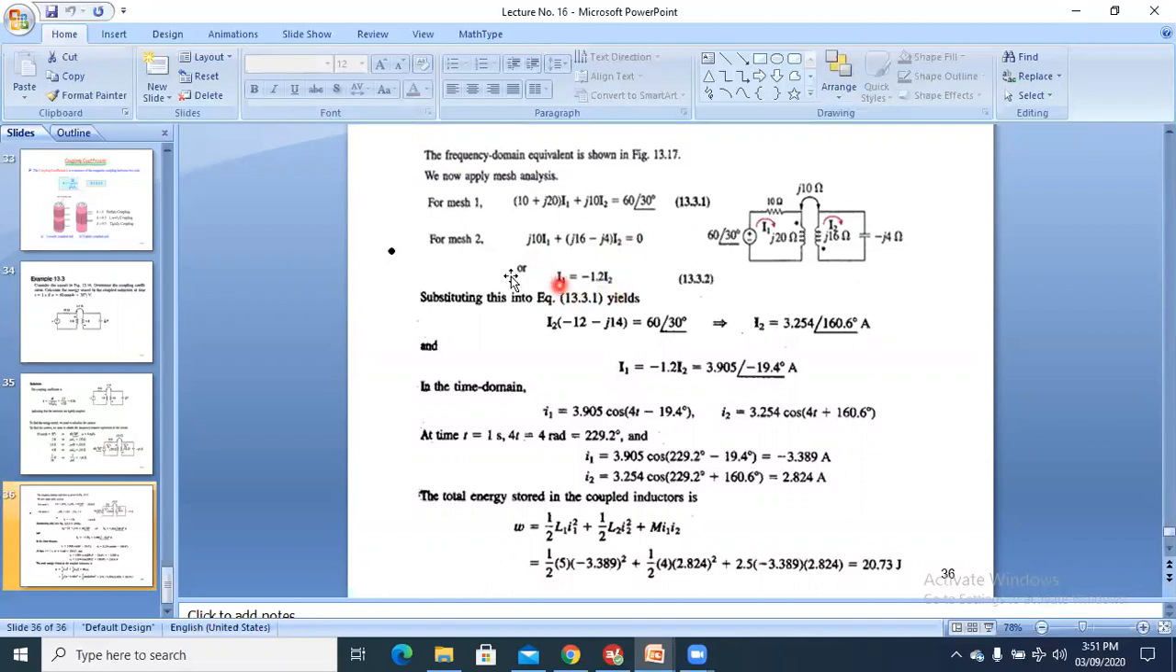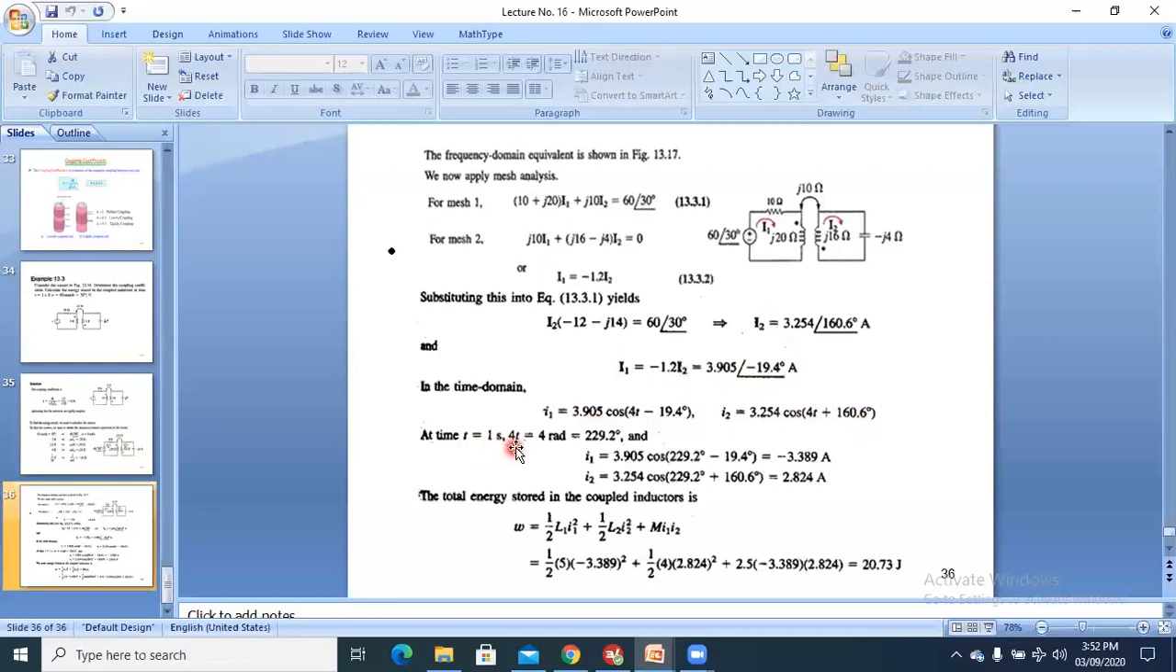And we substitute this value in equation 1 and we will get the value of I2. This value of I2 is given here, and I1 is minus 1.2 times I2, so we will find the value of I1 here. Now we represent I2 and I1 in time domain form. After writing it in time domain, we have to find the value of energy at time t equal to 1 second.